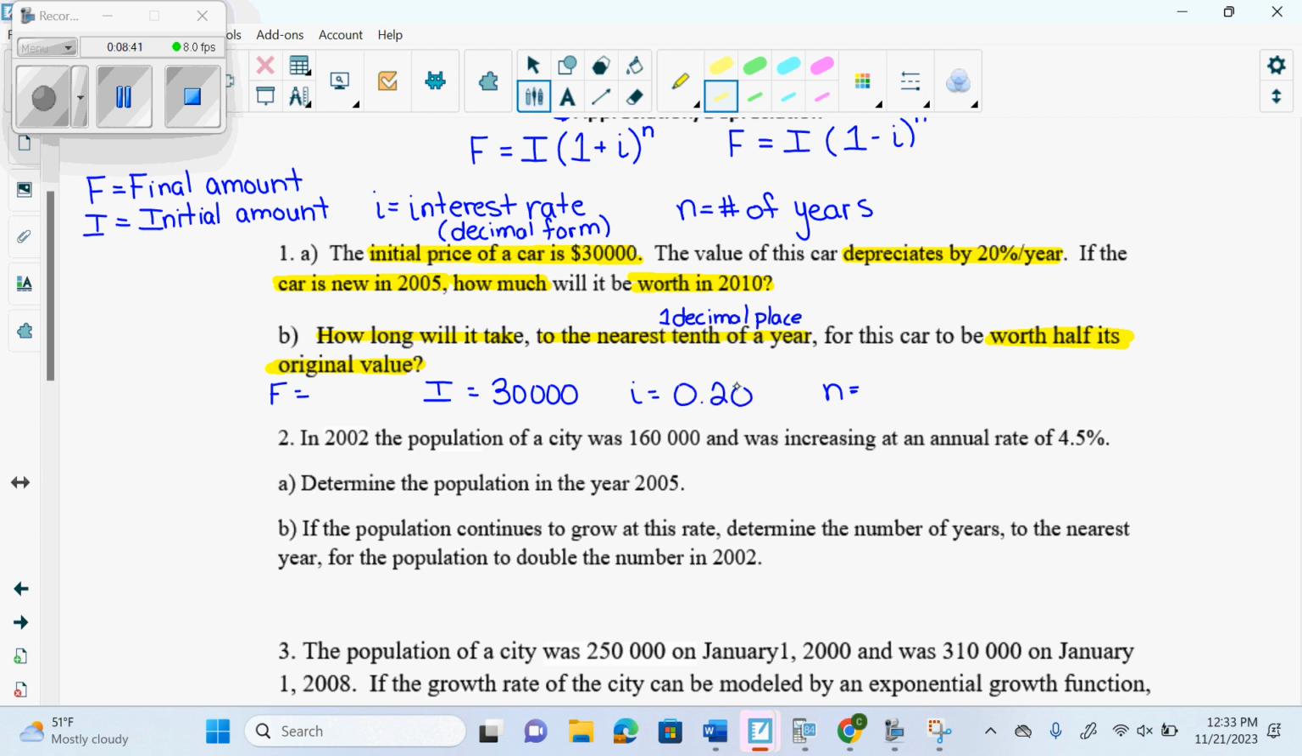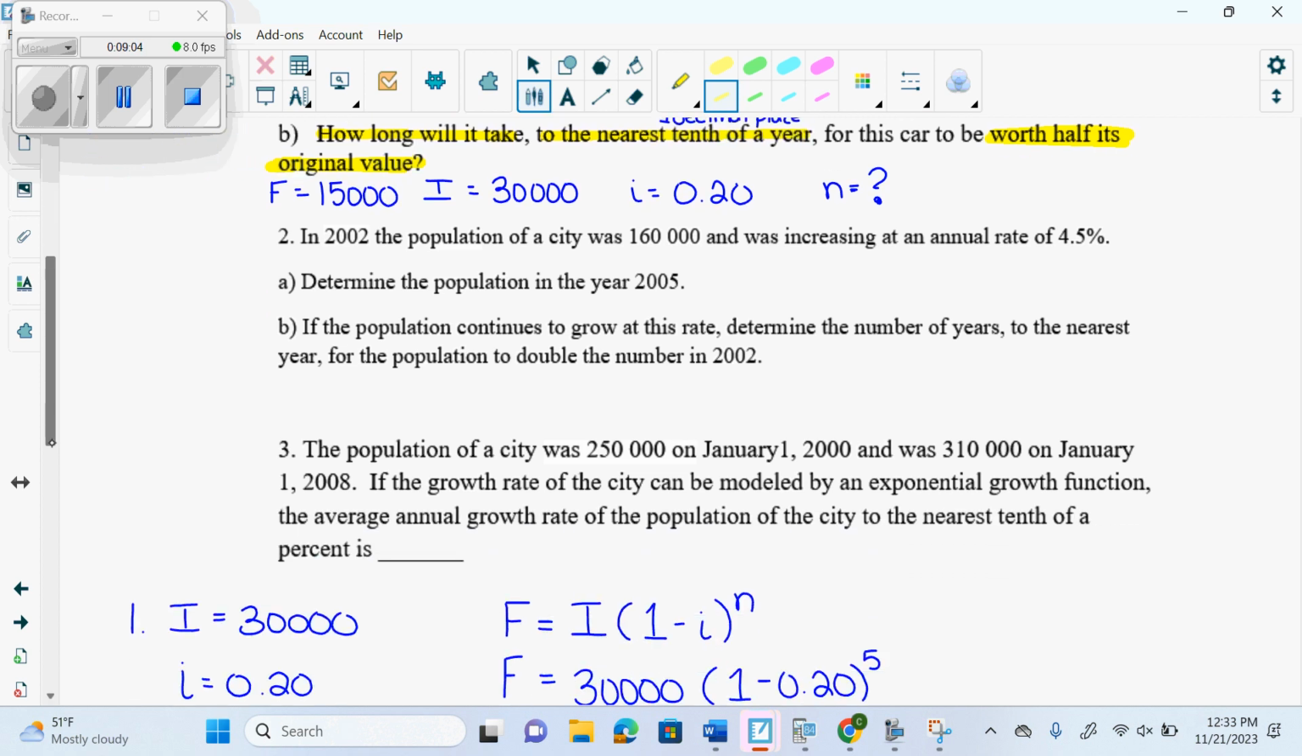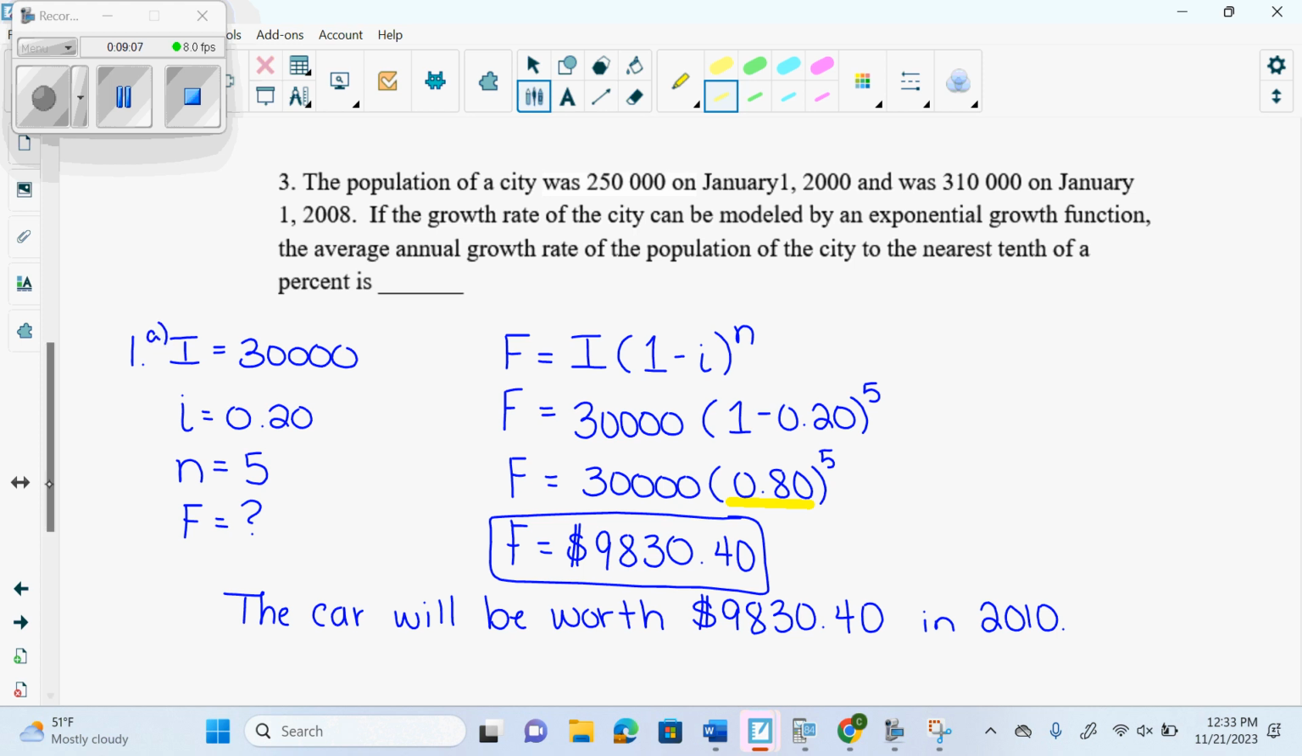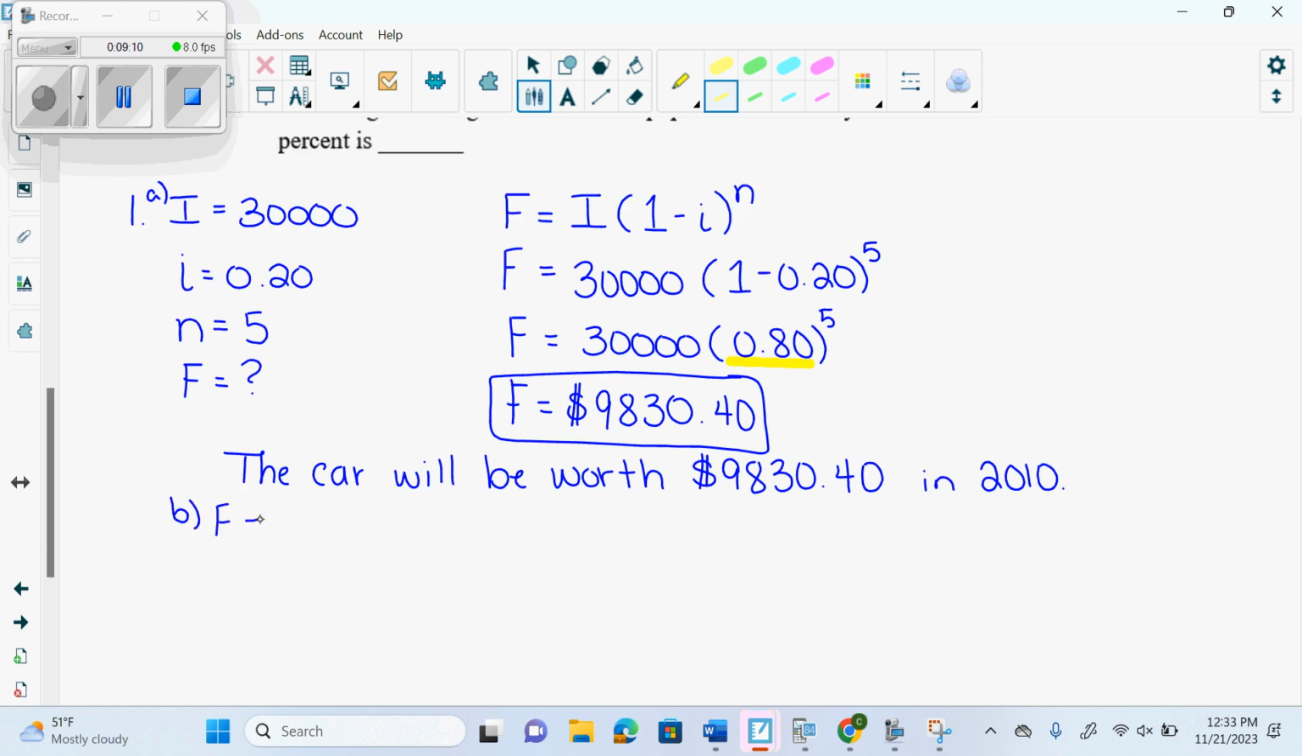It's asking me for how long it will take. So that's N, right? I should be missing N because it says how long. What's the final? Well, how'd you get that? It says it's worth half the original. The original is 30,000. Half of that is 15,000. So my final is 15,000. They should be the same units, final and initial, so they're dollars. 30,000. Little i is 0.20, and N is what we're finding.